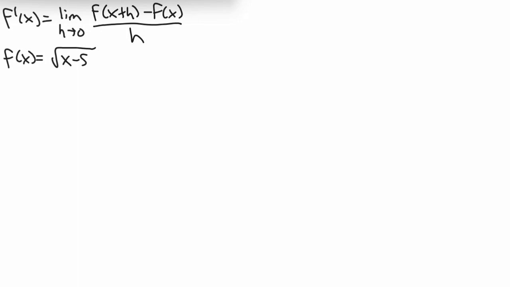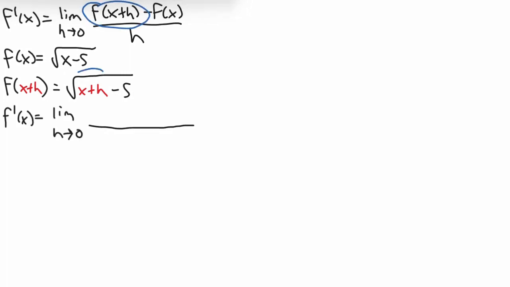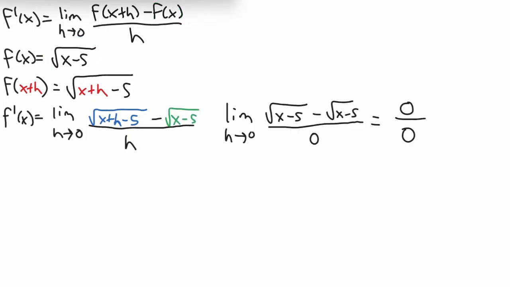Here's our last problem. So again, we're going to use the definition to find the derivative of this function. We need to find f of x plus h first. So again, everywhere you see an x, you're going to plug in x plus h. So now let's plug into the formula. f of x plus h is this, minus f of x, which is square root of x minus 5. Now if you plug in 0 for h in this equation, you're going to end up with an indeterminate form of 0 over 0. So we need to do something further from here.